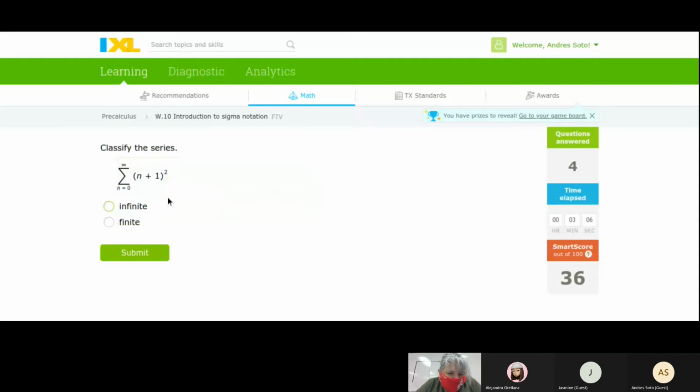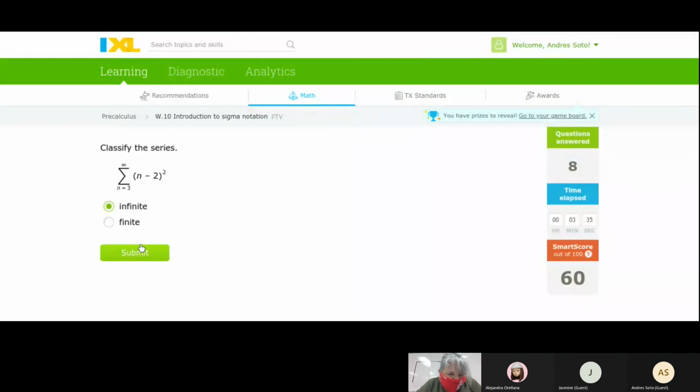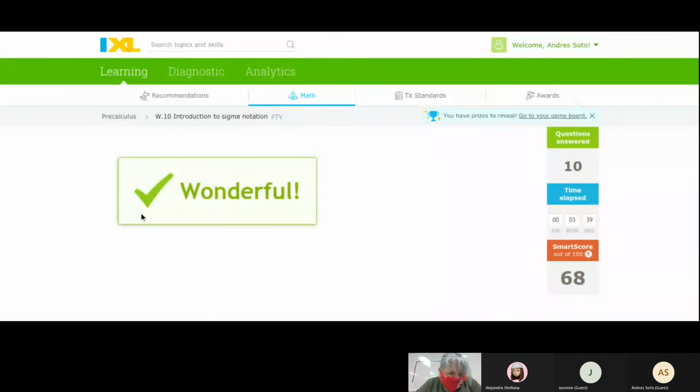Okay, see how it has an infinity symbol up there? This one is infinite. Same thing. They make more. That's easy.